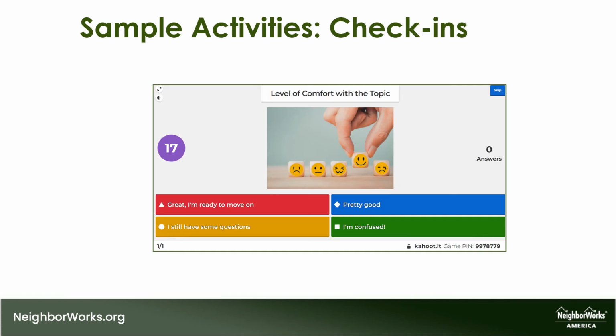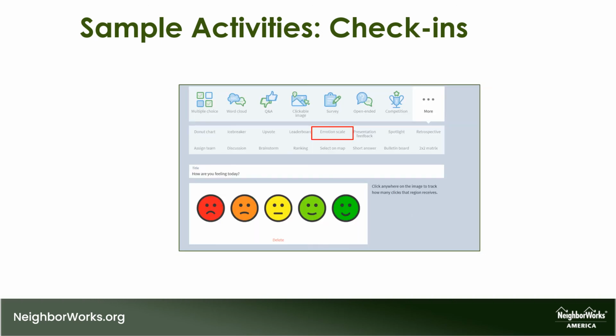Check-in questions allow you to see how participants feel about a certain topic and help you to gauge readiness to move on. Using a polling tool to capture this information is a great way to ensure you're aware of all learners' needs, online and in person. The emotion scale question in Poll Everywhere is a ready-to-go option for creating this type of question.